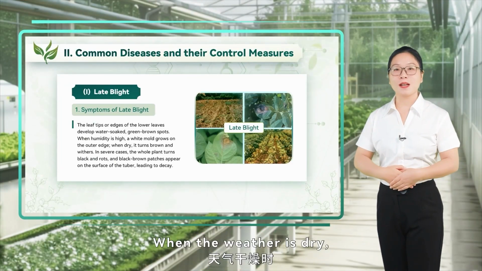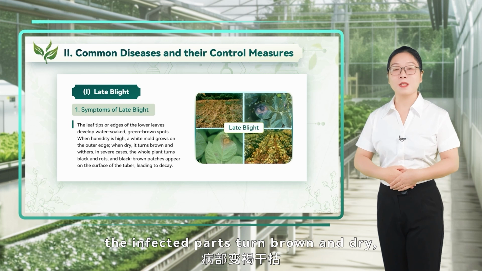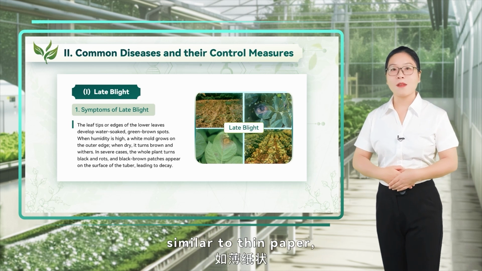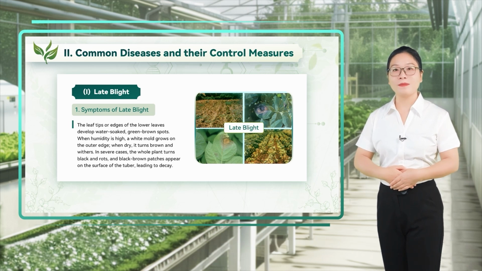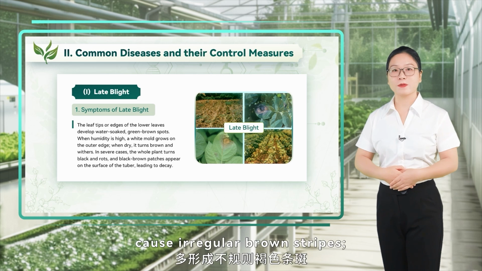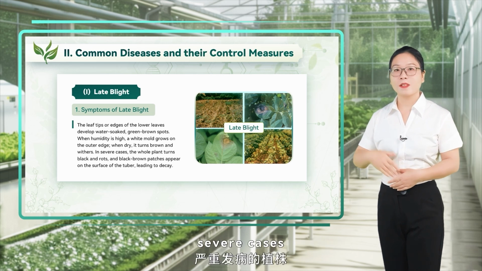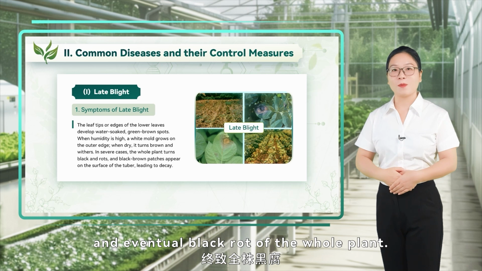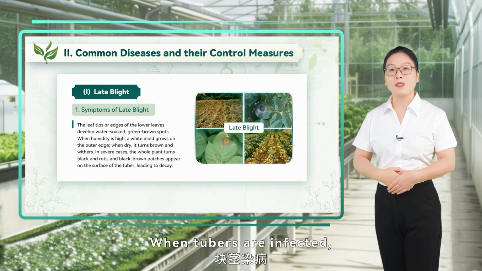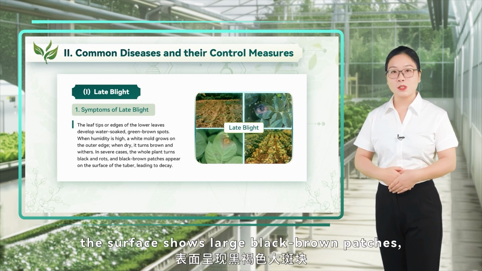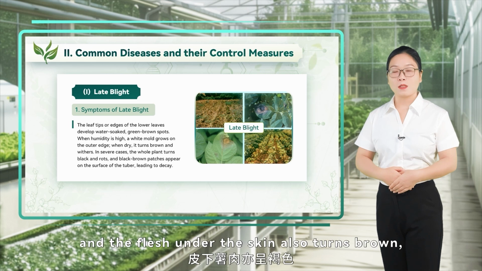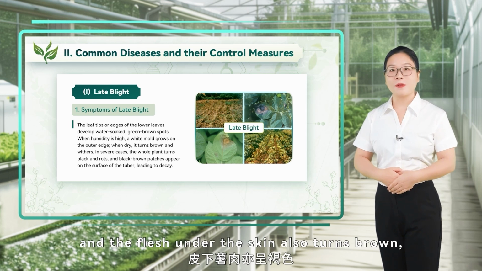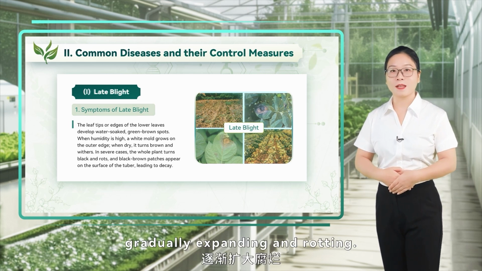When the weather is dry, the infected parts turn brown and dry, similar to thin paper, brittle and easy to crack. Petiole infections cause irregular brown stripes. Severe cases result in wilted, curled leaves and eventual black rot of the whole plant. When tubers are infected, the surface shows large black-brown patches, and the flesh under the skin also turns brown, gradually expanding and rotting.